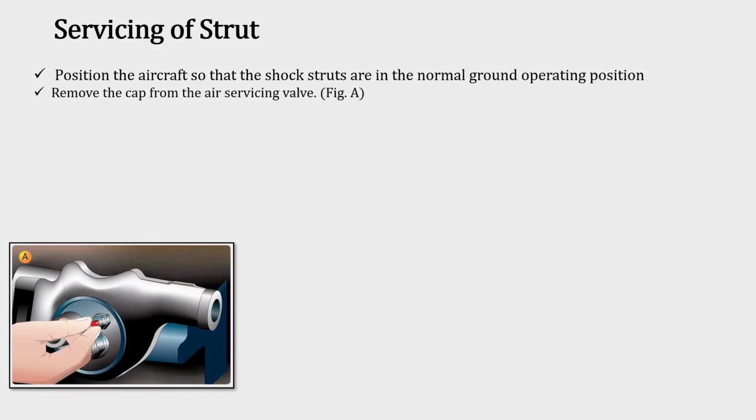Position the aircraft so that the shock struts are in the normal ground operating position. Make certain that personnel, work stands and other obstacles are clear of the aircraft. If the maintenance procedure requires, securely jack the aircraft. Remove the cap from the air servicing valve as shown in the figure. Check the swivel nut for tightness.